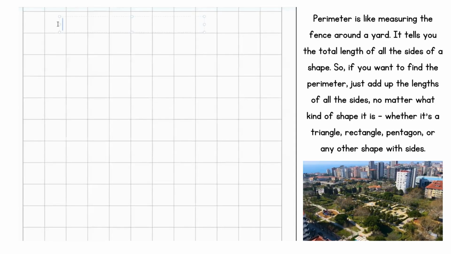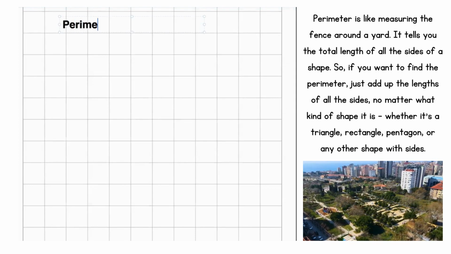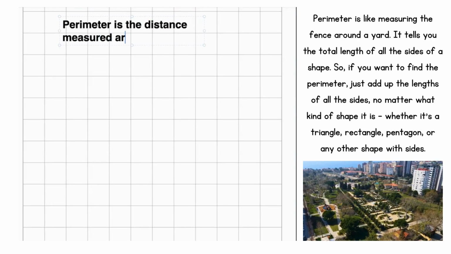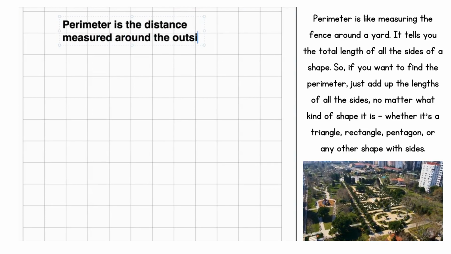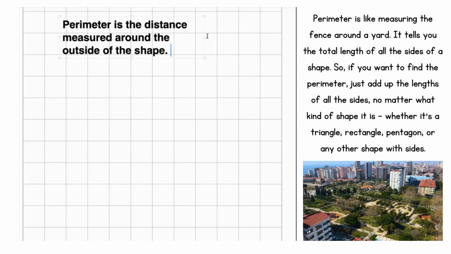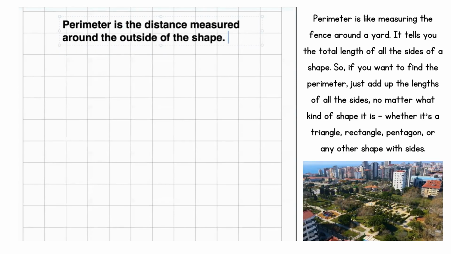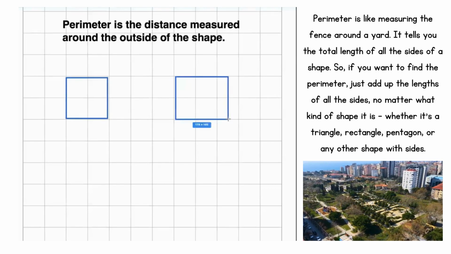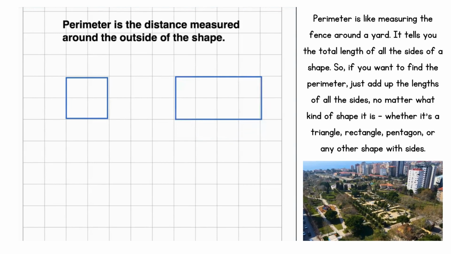Hello. So what we're going to do is look at perimeter. Perimeter is the distance measured around the outside of the shape. So it's just very useful. We can have a shape that looks like this, or we can have a shape that looks like this.